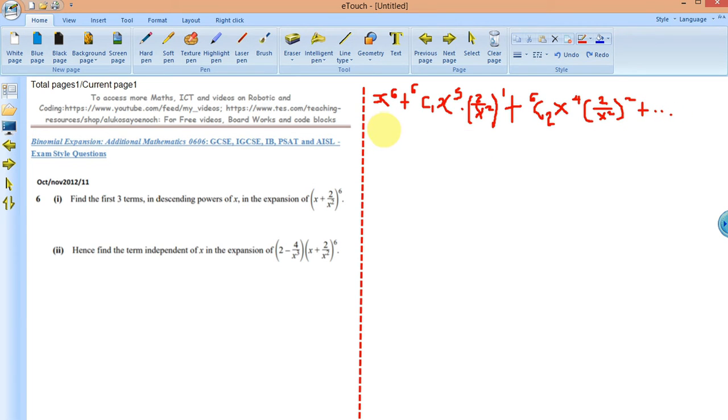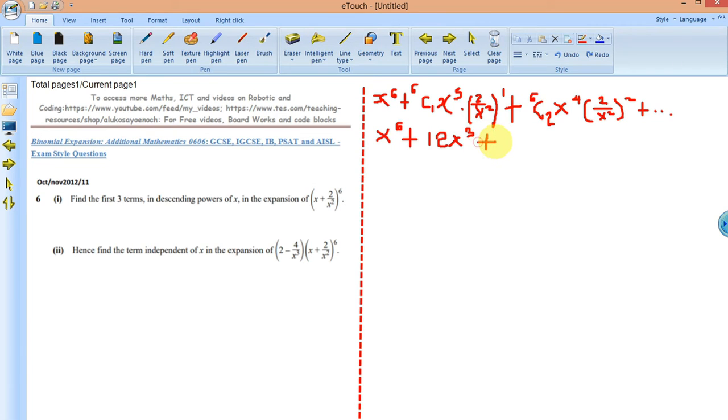So what do we have here now? That is x raised to power 6. 6 combination 1 is 6. Guys, hope you know how to do this already. So 6 times 2, that is 12. So I have 12, that is 6 combination 1 times 2. Now x raised to power 5 divided by x squared would be x cubed, using the indices.